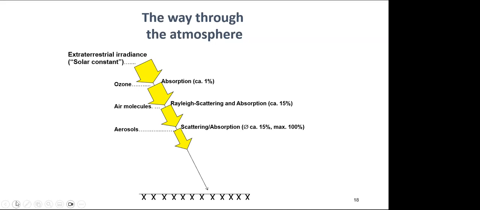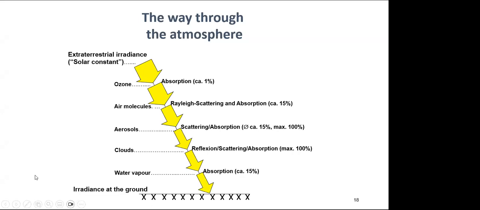Then there are some aerosols in this atmosphere, which can also be estimated, as well as the cloud, which reflects, scatters and absorbs. Sometimes the cloud cover can be a maximum of 100%. We know that. Water vapor also absorbs some amount. Then it comes to the ground.